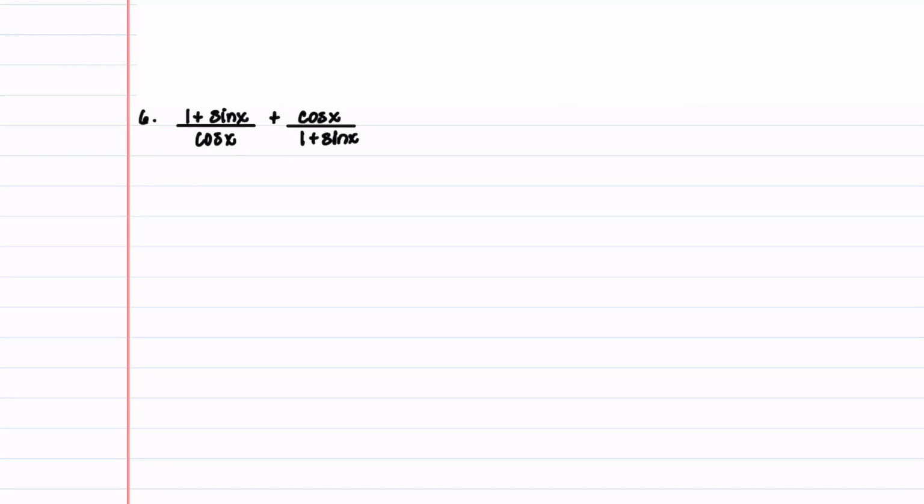I'm going to show you exactly how to simplify this trig expression. In this example, we have two fractions, so we're going to begin by getting a common denominator. Our common denominator is cosine x times 1 plus sine x.